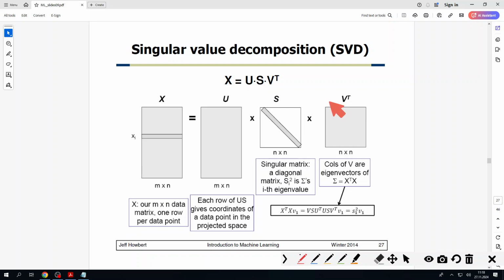R eigenvectors. Yes, eigenvector 1, eigenvector 2, eigenvector 3, eigenvector 4, and so on. So we can use the singular value decomposition algorithm to find these eigenvectors. And once you have these eigenvectors, you can also find the eigenvalues, which are stored in this matrix.